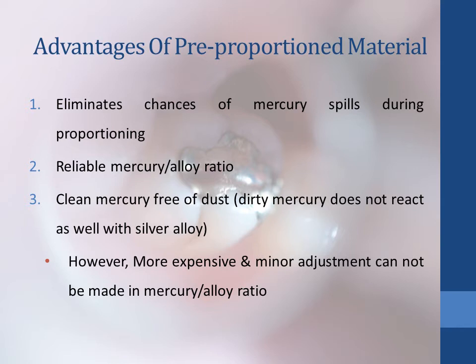So when you're manipulating mercury by the manual method or by placing it in the mortar and pestle, there are chances of mercury spills. And it has a reliable mercury alloy ratio because it is predetermined and pre-weighed, and clean mercury free of dust, because dirty mercury does not react with the silver alloy. But it is expensive and minor adjustments cannot be made. For example, if you feel that your mercury alloy mixture is not proper and you want to add more powder or more mercury, you cannot do that because they contain a pre-weighed, pre-proportioned amount from the beginning.